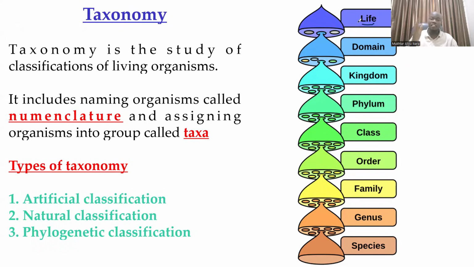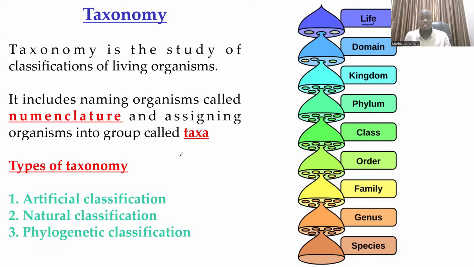And then the next thing after life and domain is kingdom. So we have different kingdoms. We have kingdom animalia, kingdom fungi, kingdom plantae, kingdom monera, and many others. And then we have phyla, class, order, family, genus, and species.